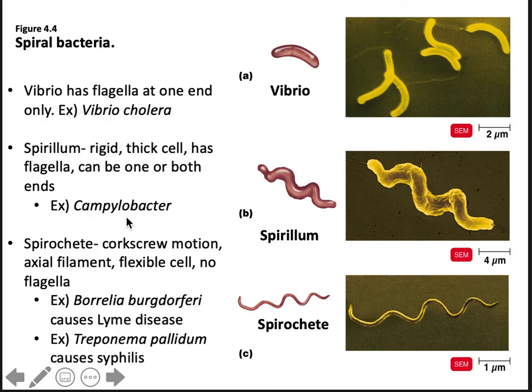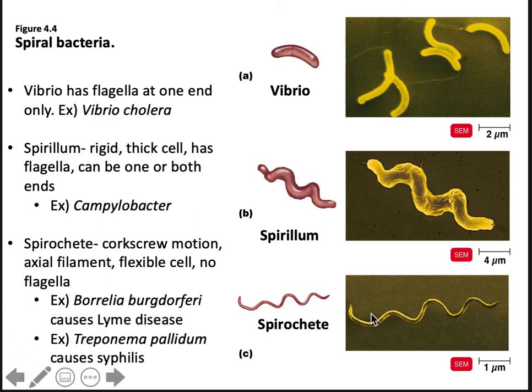Campylobacter is common in chickens, and it can cause a very serious intestinal infection if you eat food that has Campylobacter in it. This is more common in the UK, where they eat pate, which is not completely cooked meat.